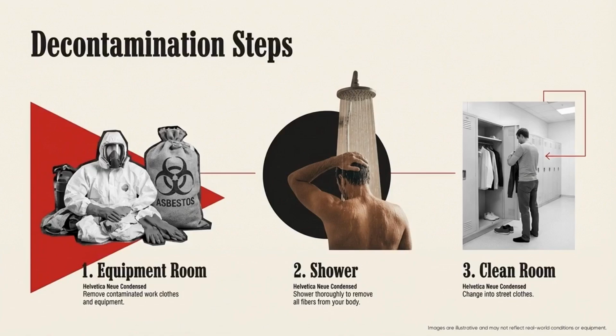This is absolutely critical. You can't just clock out and go home after an asbestos job. Workers have to go through a very specific decontamination process. It's a 3-stage system. First, an equipment room where you take off all your contaminated gear. Second, a shower to wash off every last fiber. And third, a clean room where you can finally change into your street clothes. This is what prevents workers from taking that hazard home with them.